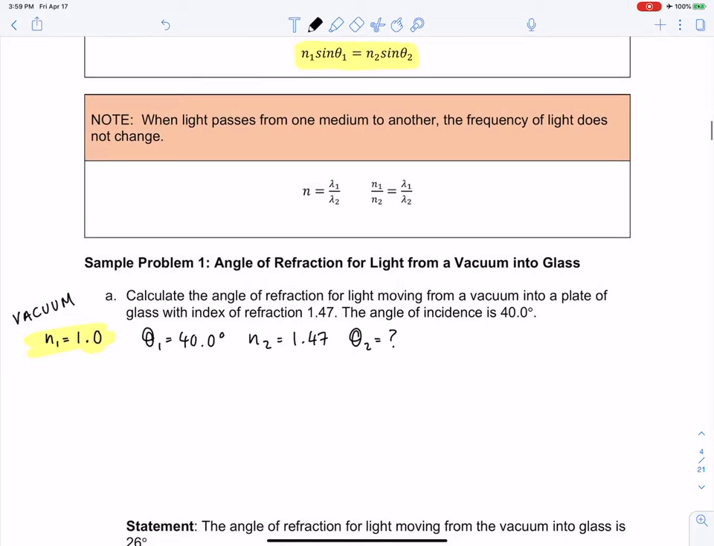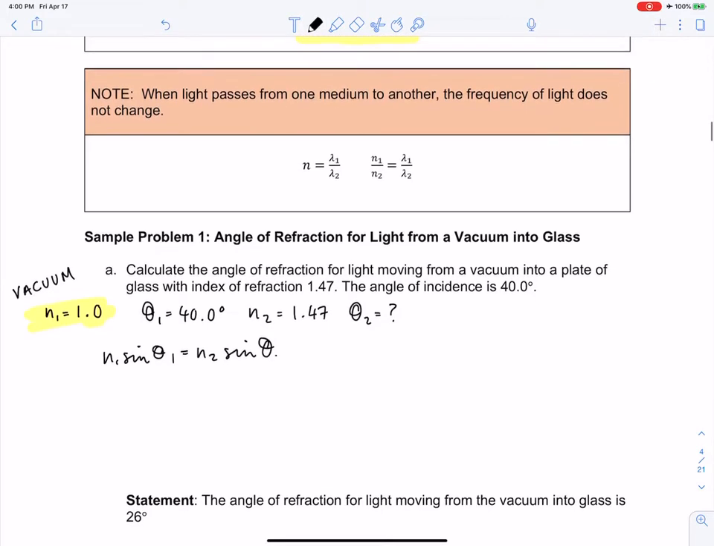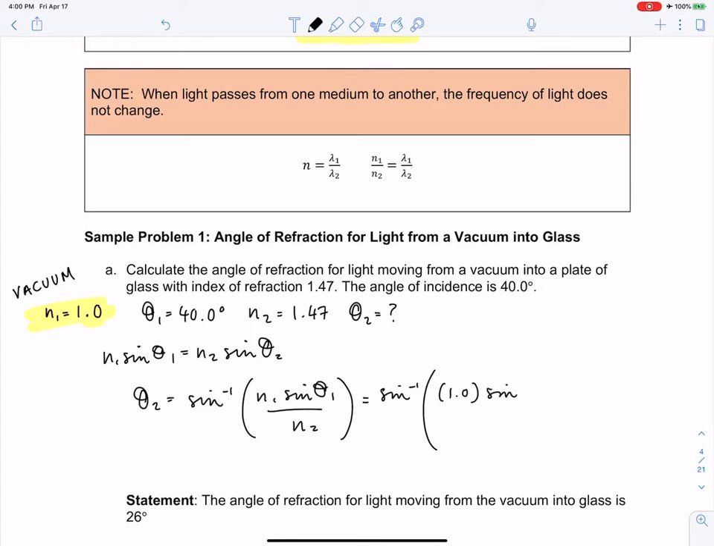So we'll use Snell's law, which states n1 sine theta 1 is equal to n2 sine theta 2. Our job is to find theta 2. If we rearrange, we get theta 2 is equal to the inverse sine of n1 sine theta 1 over n2. We can sub and solve. We get inverse sine of 1.0 times sine 40 degrees divided by 1.47. If we punch this into our calculator, theta 2 is equal to 26 degrees. Therefore, the angle of refraction for light moving from the vacuum into glass is 26 degrees.